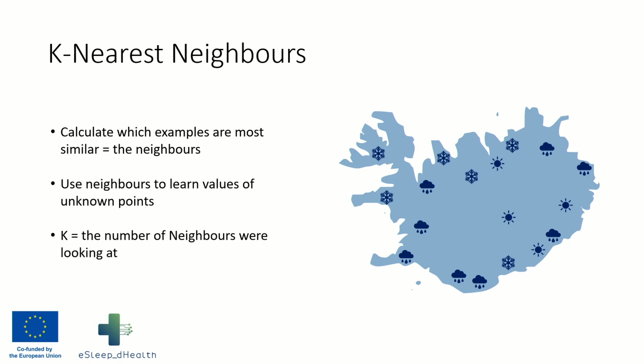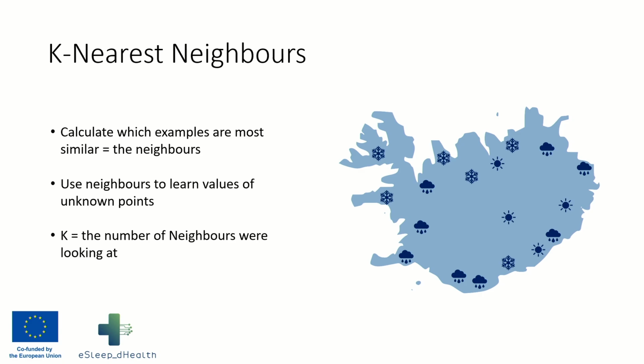So let's do an example of a k that would be 3. So we could also call this now the 3 nearest neighbors. And on the right side, we see a map of Iceland, and we see the weather in different locations in Iceland. For everyone who has been in Iceland, it can be very different from location to location. But yeah, this is just a toy example.